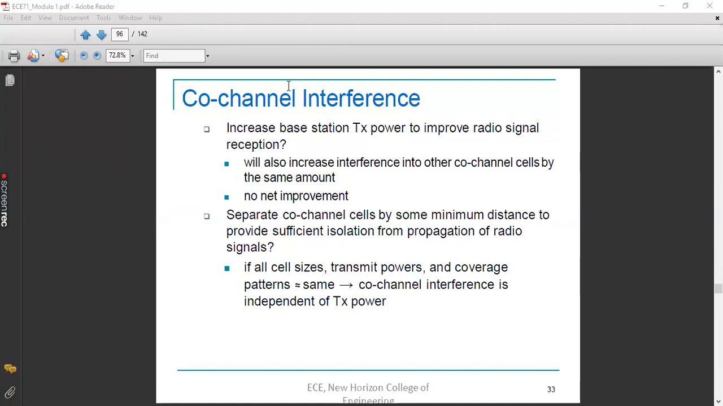What do you mean by cell size? Cell size is defined by the radius of the cell. If your cell is a hexagon, just imagine you have circumscribed that hexagon by a circle. You draw a circle along the corners of the hexagon and mark the radius of that circle. That's nothing but the radius of the cell. So assume that the radius of the cell is constant and the transmitter power is also constant. Then the co-channel interference does not depend upon the transmitter power at any cost.